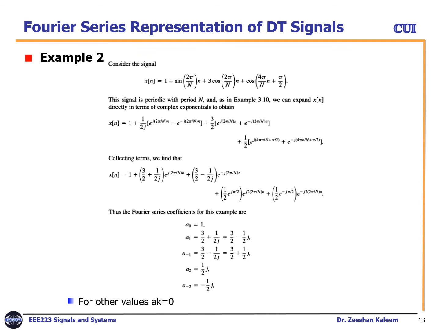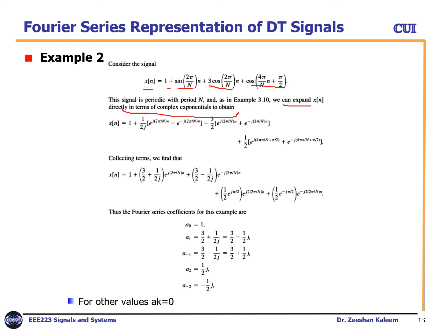Let's take another example, which is x of n. We have a signal given as 1 plus sin(2πn/N) plus 3cos(2πn/N) plus cos(4πn/N + π/2). The signal is periodic, as you know, with period N, and as an example we can expand x[n] directly in terms of complex exponentials. We already did it for the continuous time case.